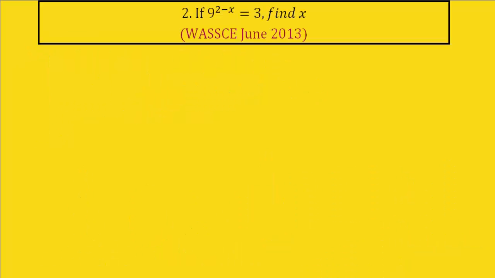I have question 2, which just gives you an equation. It says, if 9 raised to the power of 2 minus x equals 3, find x. So it's saying, what is x? You have an equation, and then you have a number raised to a power.